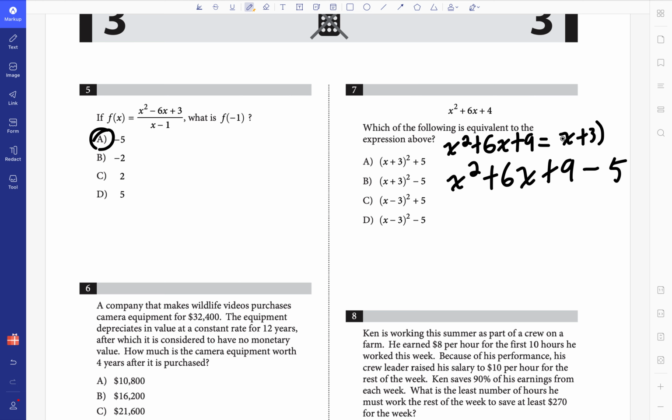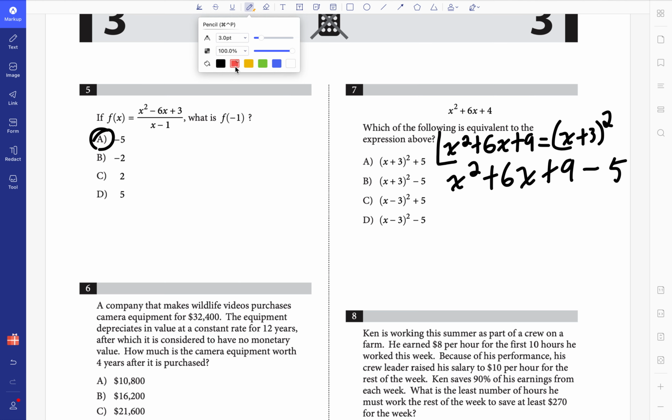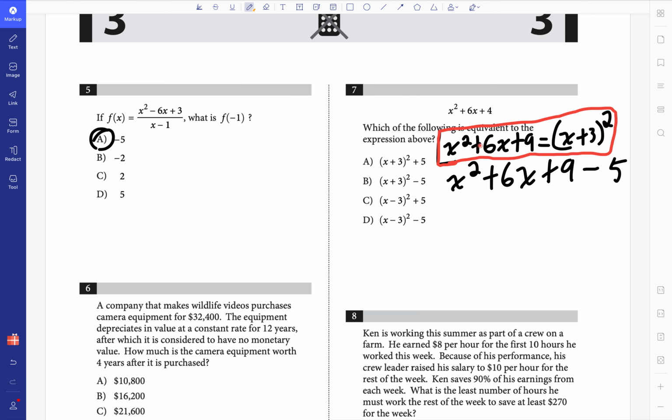x plus 3. Let me do this in red. I want to do this in red, okay? This is my box of a perfect square. I know that x squared plus 6x plus 9 is a perfect square, and x plus 3 squared is a perfect square. Okay, now let's go back to black.